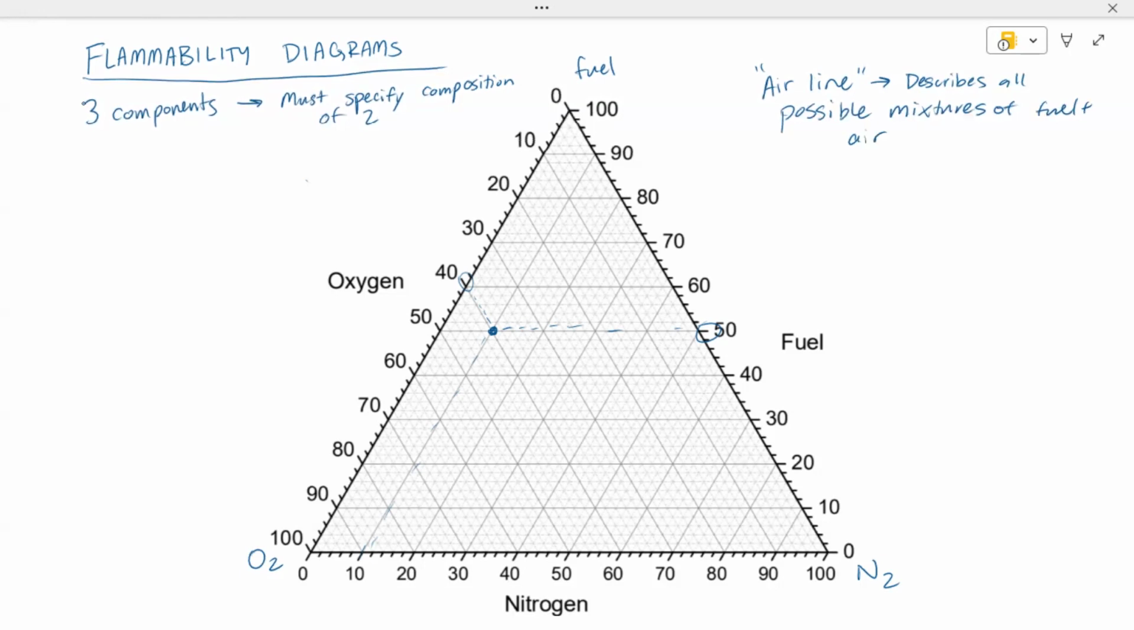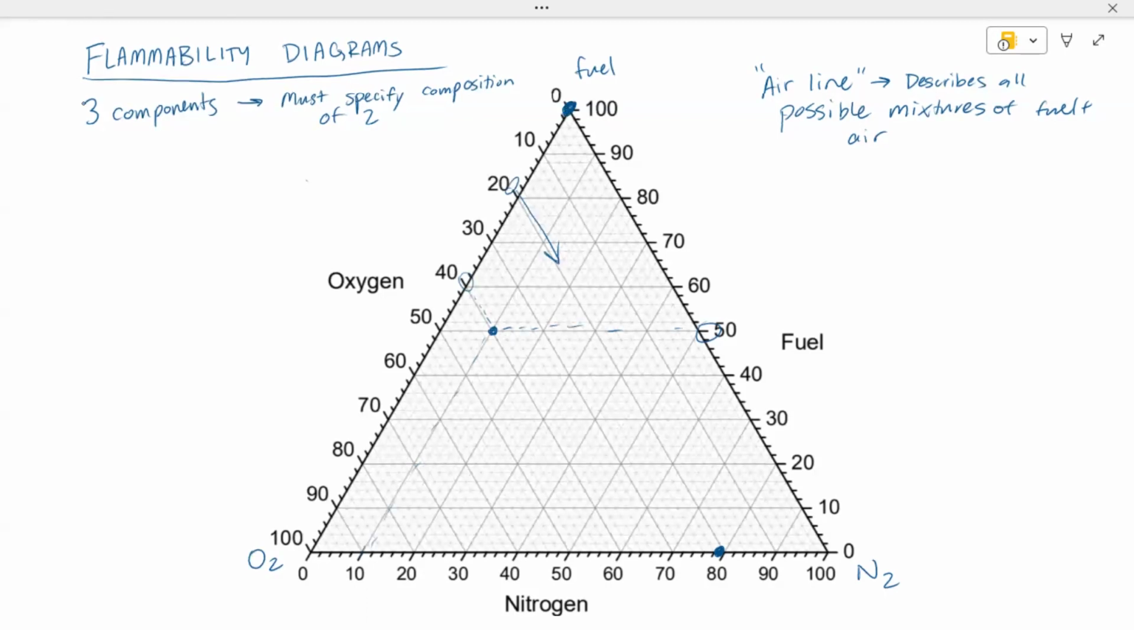And the way we draw that is we find where pure air is. So with 0% fuel, 79% nitrogen, 21% oxygen. So pause the video and see if you can point out to yourself where that would be. And air is going to be down there, right? So 0% on the fuel axis, 21% on the oxygen axis, which is up here. So I'm following this line diagonally down to the southeast, and 79% nitrogen. Pure fuel is going to be up here, the top vertex of the triangle.